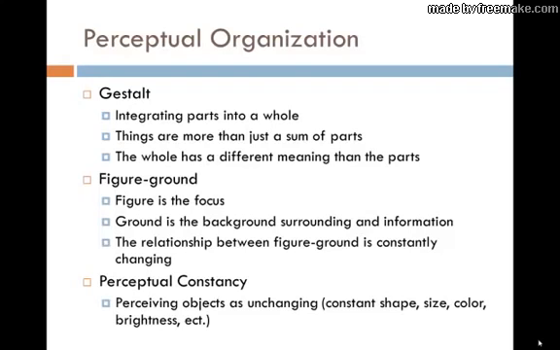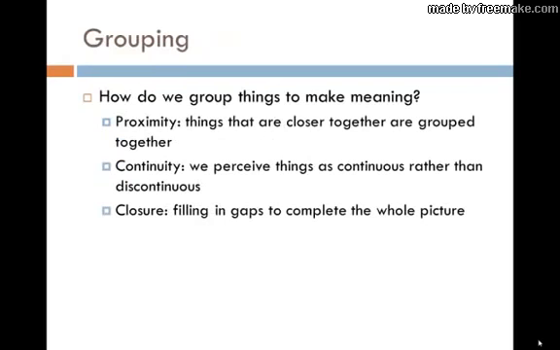And then the third concept is perceptual constancy. This is when we perceive objects as unchanging. So we perceive that they have a constant shape or size or color. And this can lead to optical illusions. We tend to fill in information that's missing so that it will be constant or fit with something that we already know to perceive.